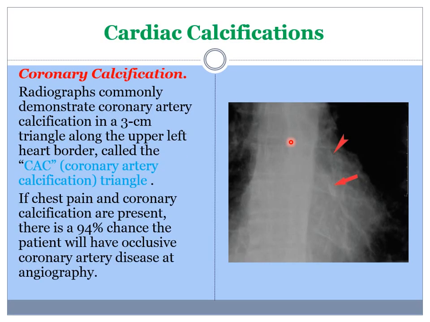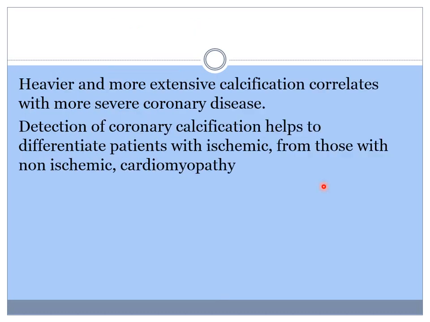Cardiac calcification. Coronary calcification: radiographs commonly demonstrate coronary artery calcification in a 3 cm triangle along the upper left heart border, the so-called coronary artery calcification triangle. As we can see here, if chest pain and coronary calcification are present, there is a 94% chance that the patient will have occlusive coronary artery disease at angiography. Heavier and more extensive calcification correlates with more severe coronary disease. Detection of coronary calcification helps to differentiate patients with ischemic from those with non-ischemic cardiomyopathy.